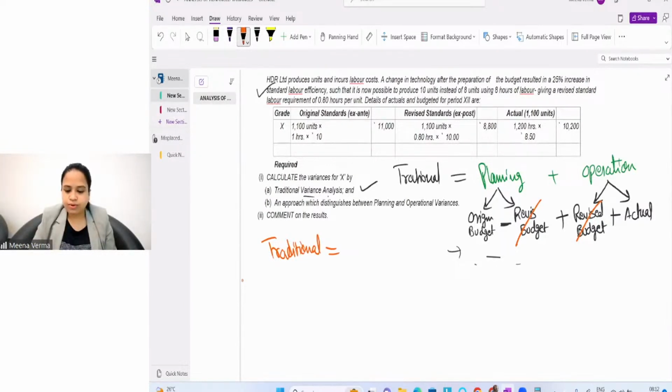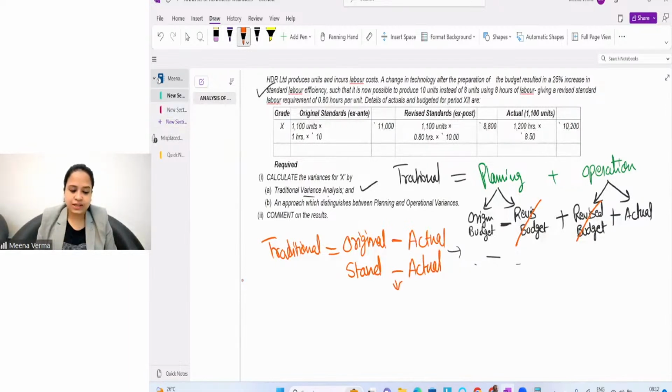So the formula for traditional variation is what? Original budget, we consider the original budget minus the actual reality. Right? So this is the formula for traditional variations. If in the question they're asking you, what is the traditional variation? Original budget, original standards. What are the standards we have set? Generally, if you remember, we consider what is the standard material, standard quantity of material, standard labor hours, standard and actual. We consider the standard and actual.